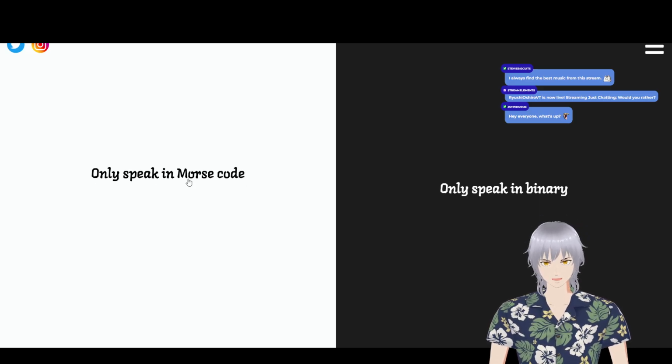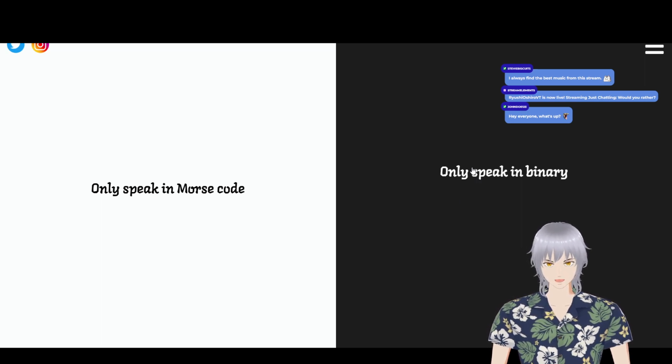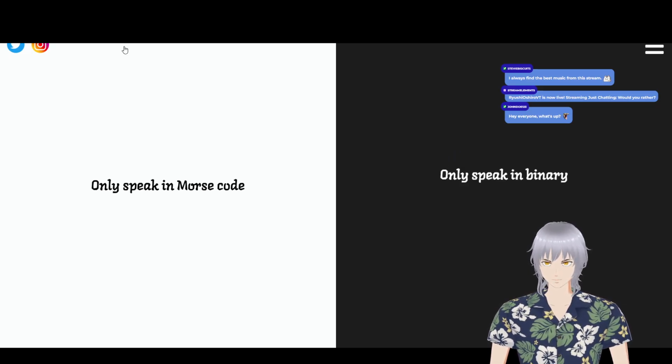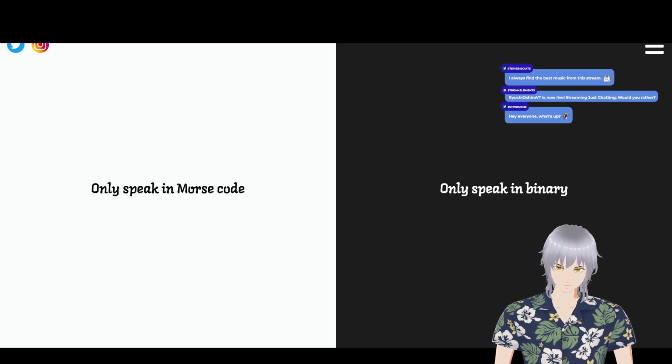Only speak in Morse code or only speak in binary? I don't understand this question. Binary is not something you speak in. Binary is not a language. Binary is a number-based system. Does he mean ASCII? Do they mean like ASCII?